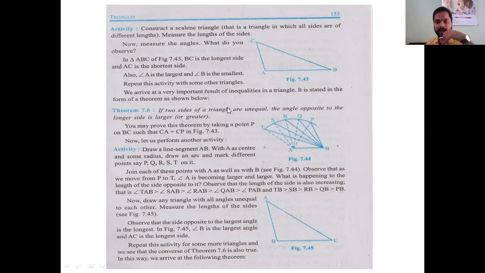If two sides of a triangle are unequal, the angle opposite to the longer side, that means three sides are there, the longer side, its opposite angle will be larger. Okay?